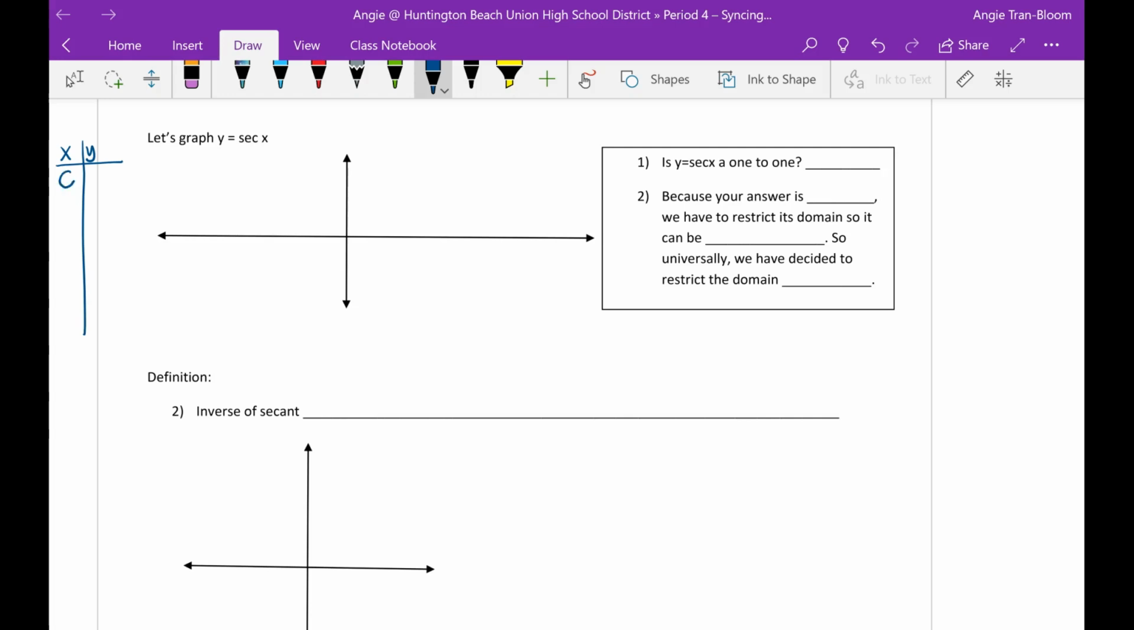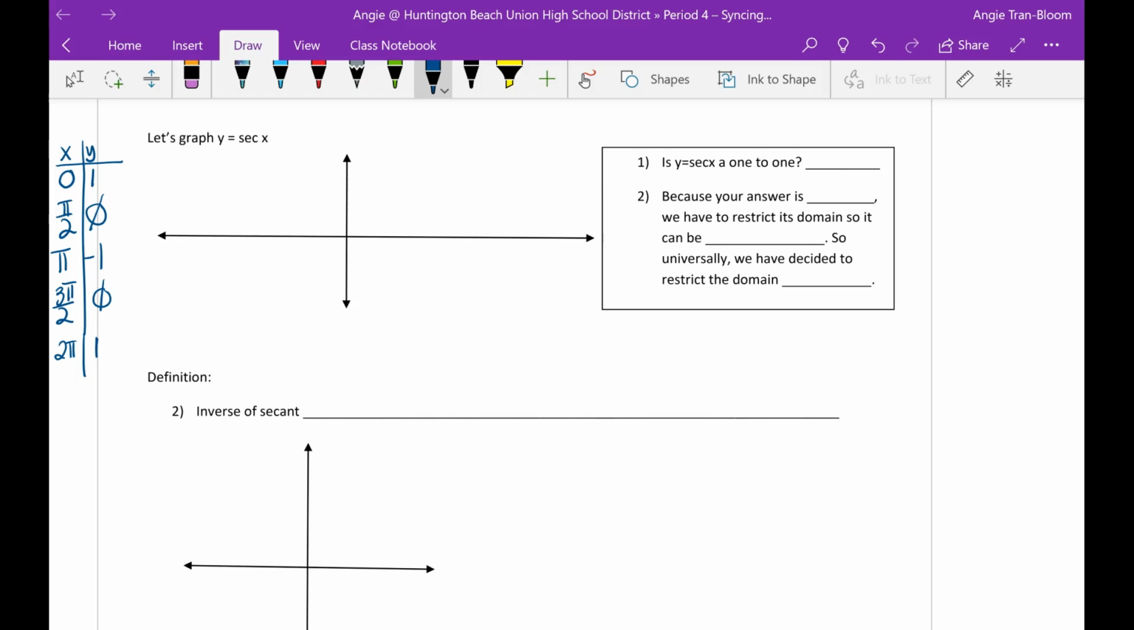Cosine of 0 is 0. No, I lied. Cosine of 0 is 1. The reciprocal of 1 is still 1. So the reciprocal of cosine, which is secant, is still 1. Cosine of pi over 2 is 0, so secant is going to be undefined. Cosine of pi is negative 1, so the reciprocal is still negative 1. Cosine of 3 pi over 2 is 0, so the reciprocal is undefined. And your last input is going to be cosine of 2 pi, which is 1, and the reciprocal is 1.